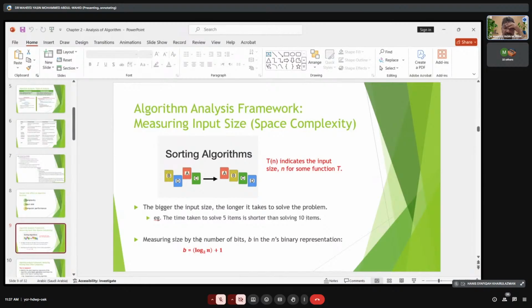Measuring size by the number of bits b in n's binary representation.